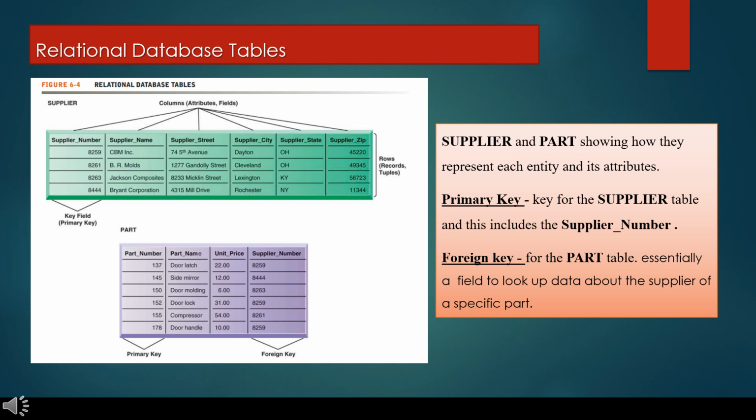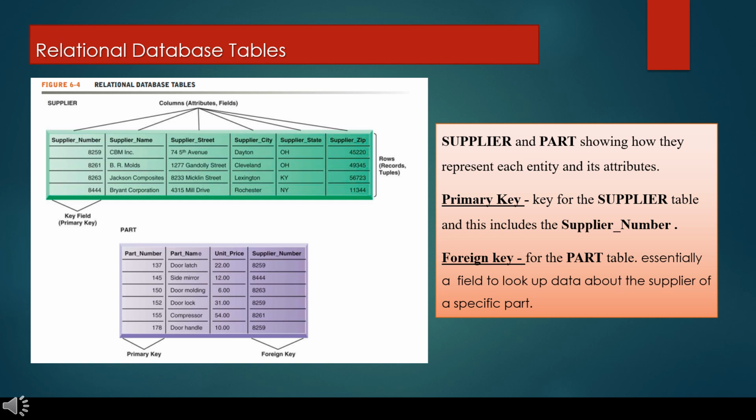Each field in the supplier table that is stored for the entity supplier indicates an attribute, including the supplier identity number, name, street, city, state, and zip code. Now, a row in the table refers to the real data about a specific supplier that is contained within, informally known as records or, in more technical terminology, tuples. The data for the part entity are in a different table.